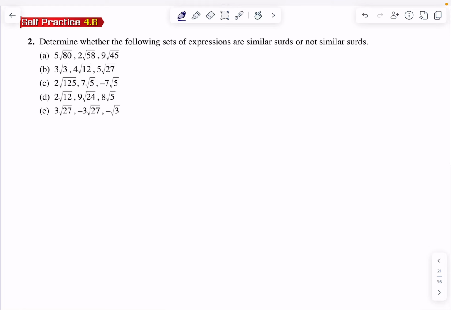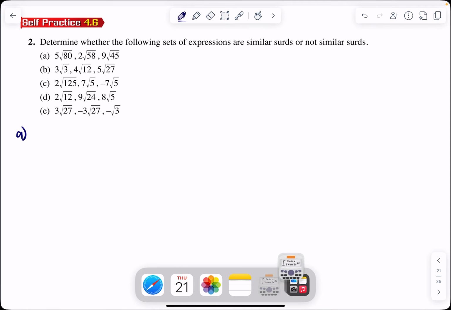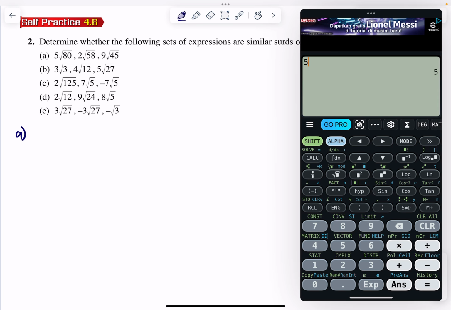Self-practice 4.6, question 2. Determine whether the following sets of expressions are similar sets or not similar sets. Actually, this one you can just use your calculator. Okay, let's see. 5 surd 80 is 20 surd 5.